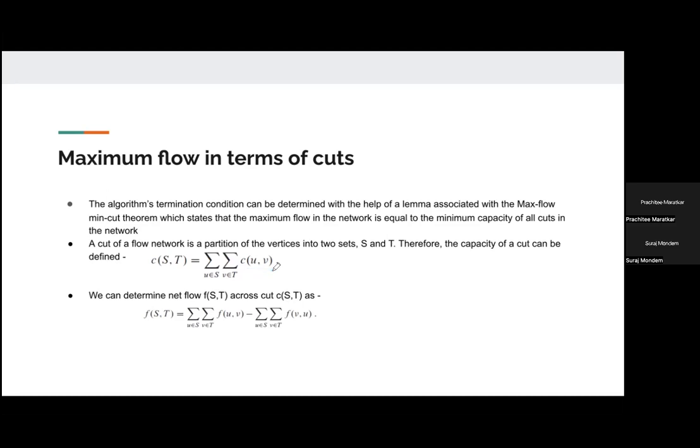However, for the net flow, we do consider flow from S to T and the one in the reverse direction as well. Therefore, we can determine the net flow from S to T across the cut C using this particular formula, where we account for the reverse direction flow as well as the forward direction flow.